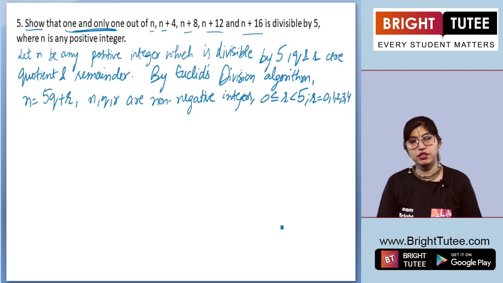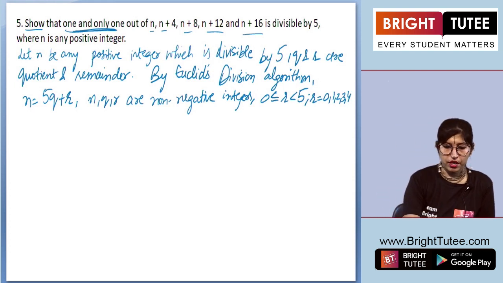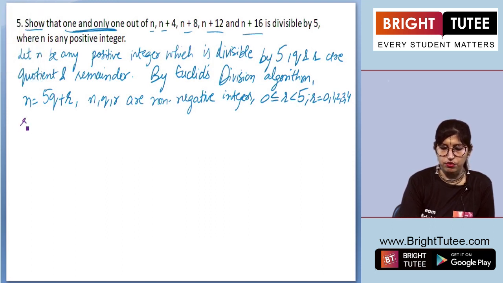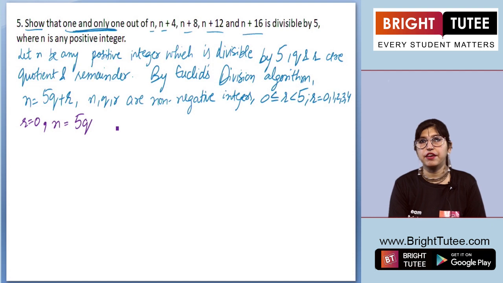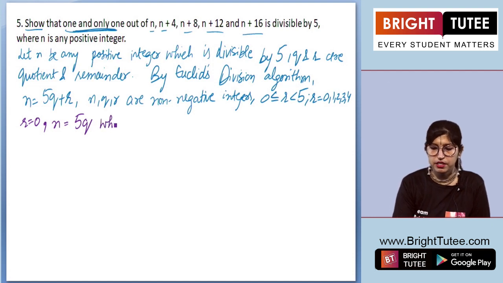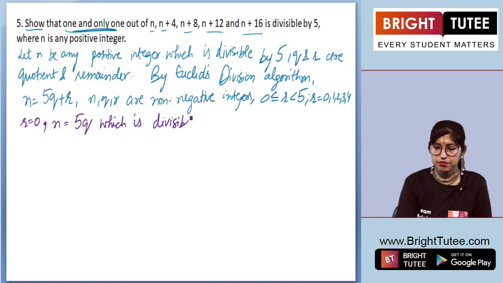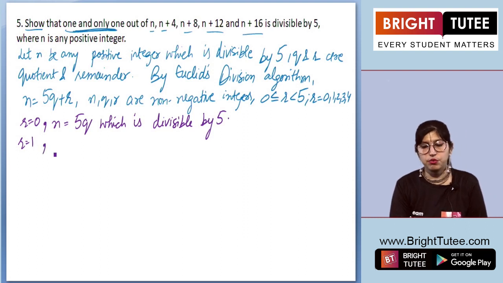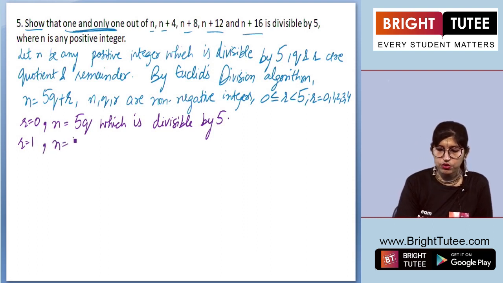So let's start putting the values of r. If r is 0, what do we get as n? n will be 5q plus 0, which is 5q only. It means it is divisible by 5. How about when r is 1? If r is 1, we get n equals 5q plus 1.